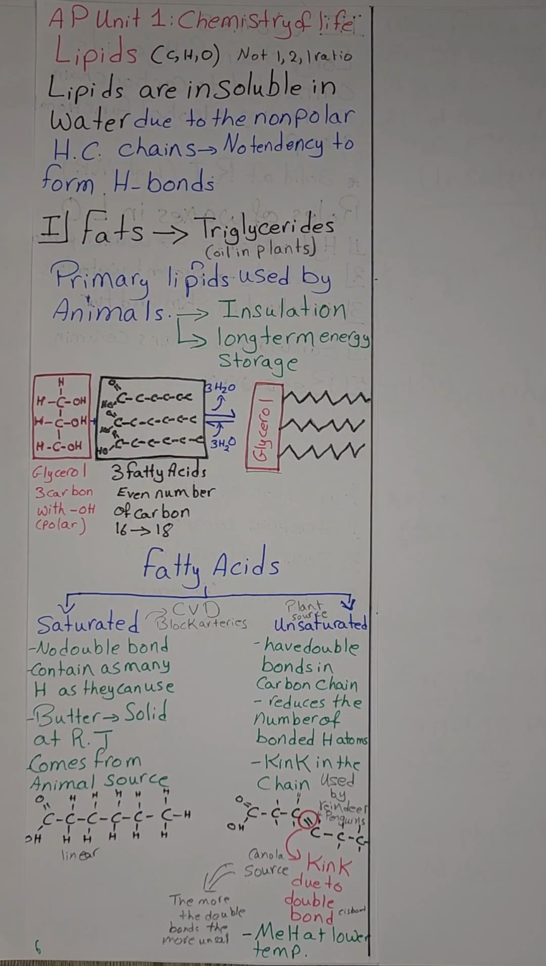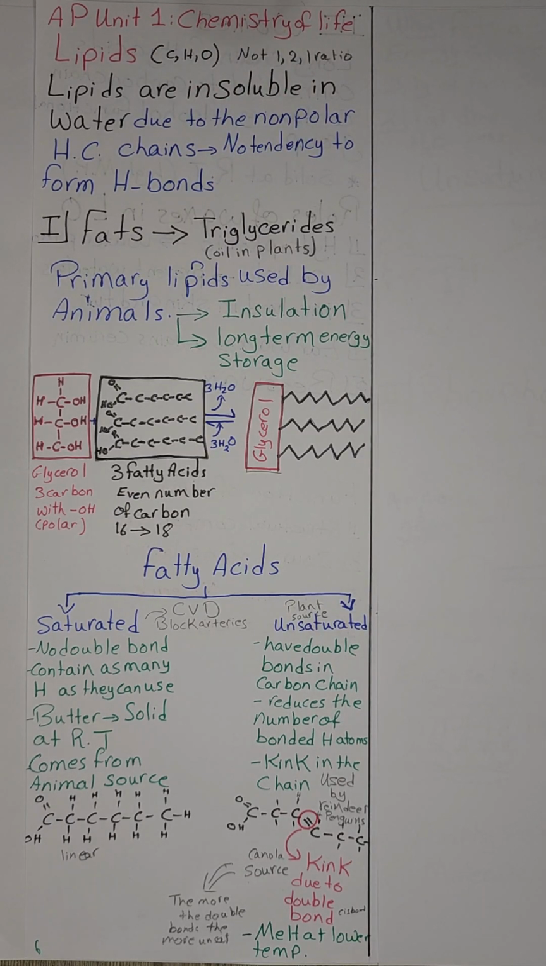But what are the four main categories of lipids? The four main categories of lipids are fats, phospholipids, waxes, and steroids. Let's start discussing fats. Fats are formally known as triglycerides.